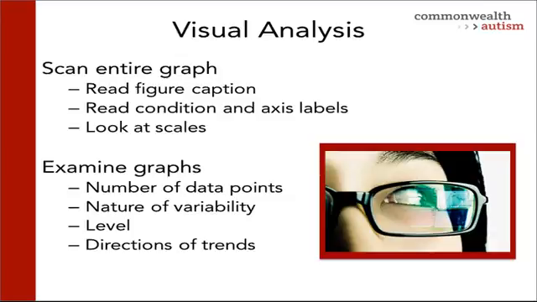When we go to visually analyze our graphs, we want to make sure that we scan the entire graph. We want to read the figure captions, read the condition and axis labels, look at the scales, figure out exactly what we're looking at before we try to analyze our data. And then we want to examine the graphs. We want to look at the number of data points available to us, the nature of the variability, the level, and the directions of trends. And we'll talk about all those things.